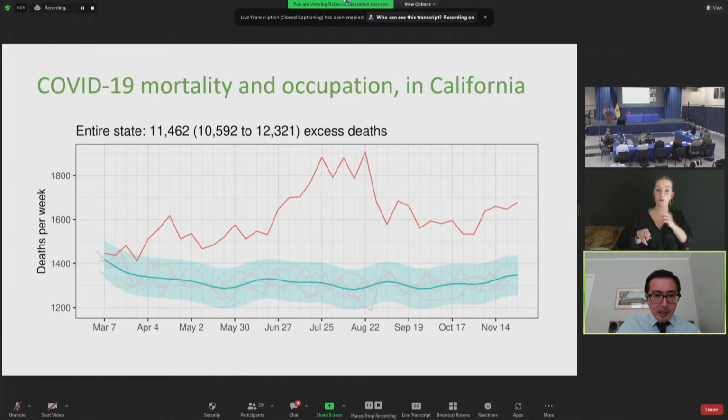This basically illustrates the idea of what the prior speaker was talking about of what excess mortality is. So here, the red line is observed deaths in 2020 among working age individuals. The blue line represents the expected number of deaths had the pandemic not occurred.